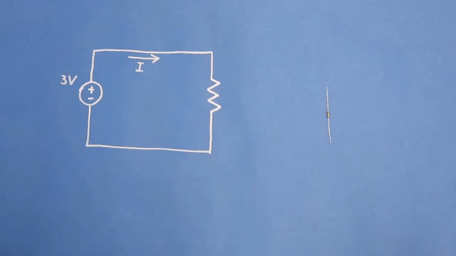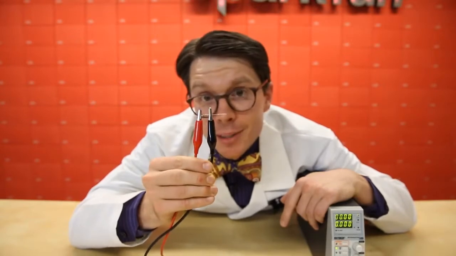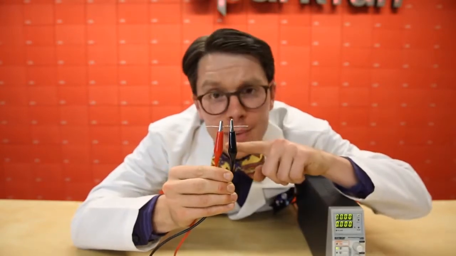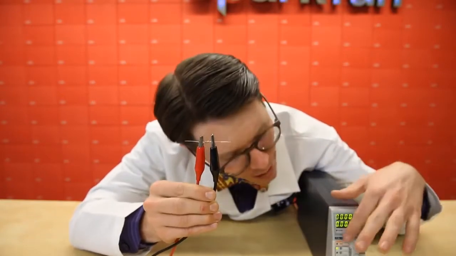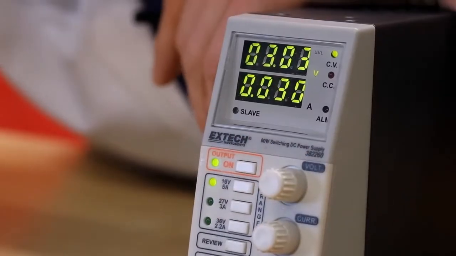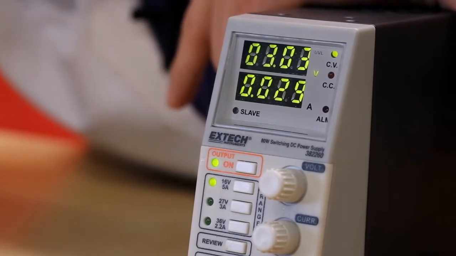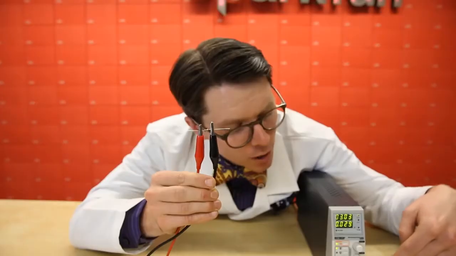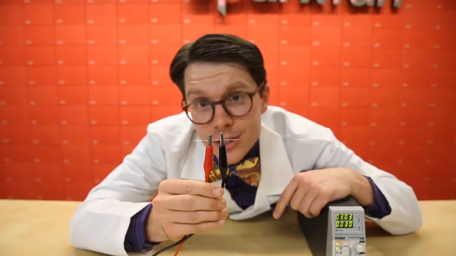Let's try it. Alright, I've connected the resistor to this power supply using some alligator clip leads. You'll notice I used red for positive and black for negative terminals connected to the power supply. When I turn it on, it reads about 3.03 volts. And it also tells me that about 0.03 amps are flowing from the positive terminal through the resistor and back to the negative terminal. Let's see if we can use this to calculate the resistance of this component.